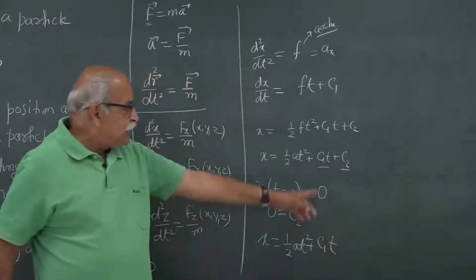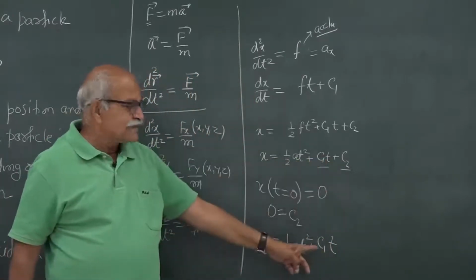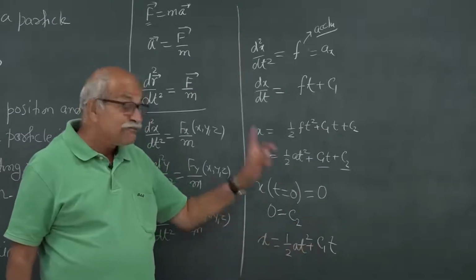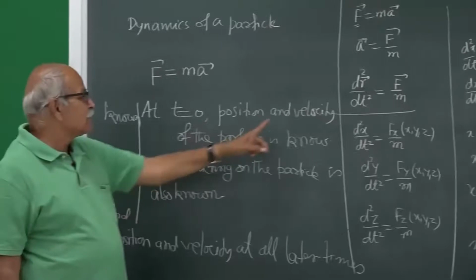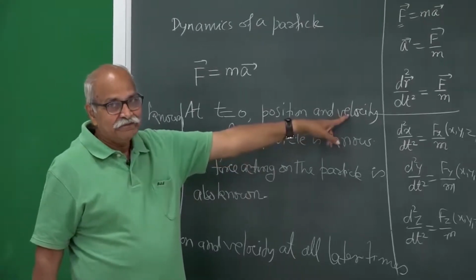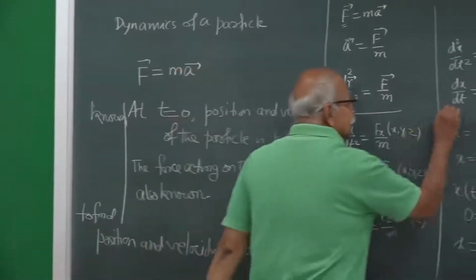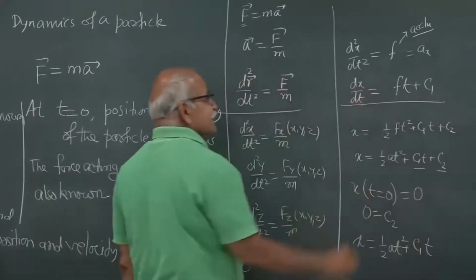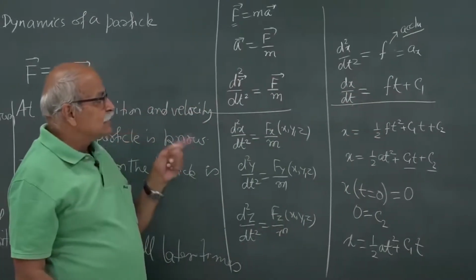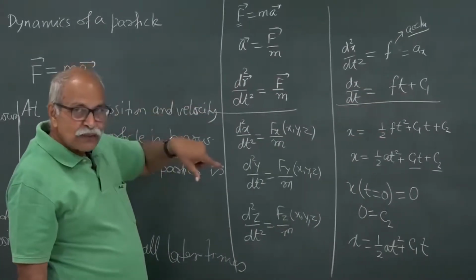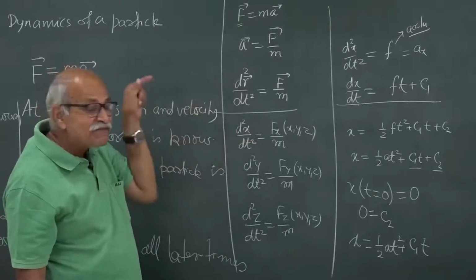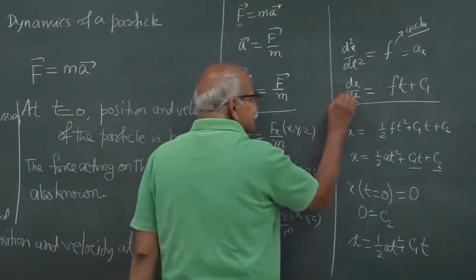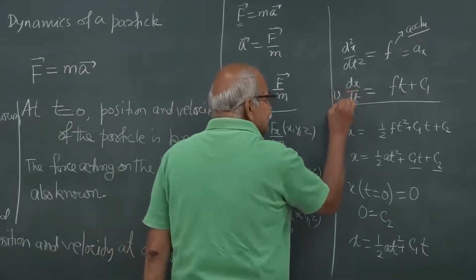So, you get the value of one constant, but one constant still remains and one information still remains, because not only position, I also know the velocity, and velocity is here, dx dt. So, at t equal to 0, if the velocity is known and if I call that velocity small u, then what I get? If I use this, this is my Vx.